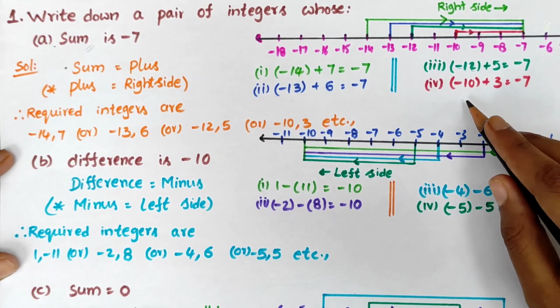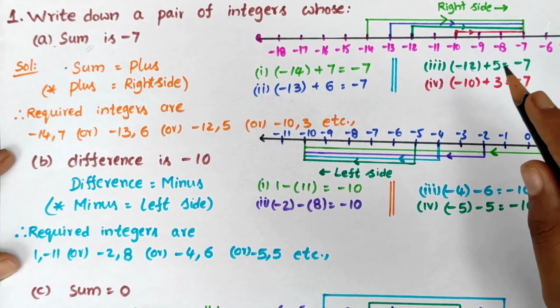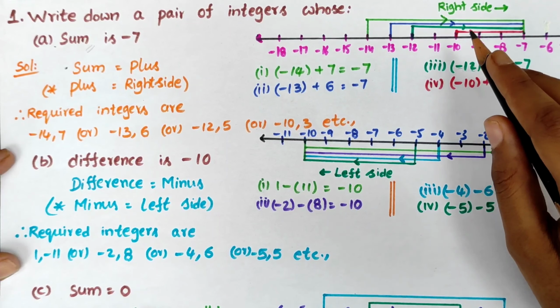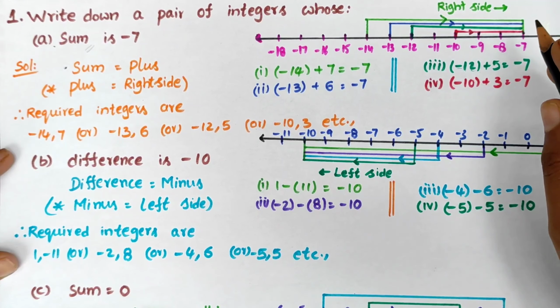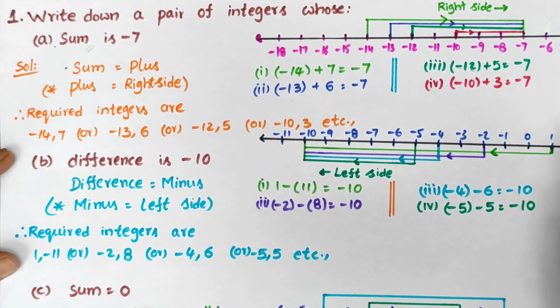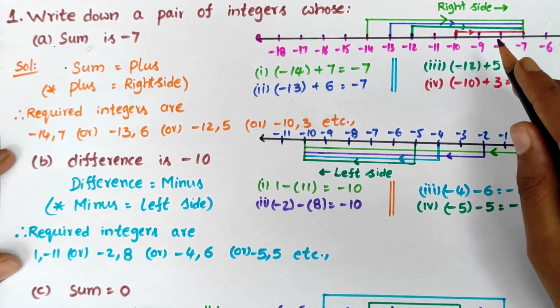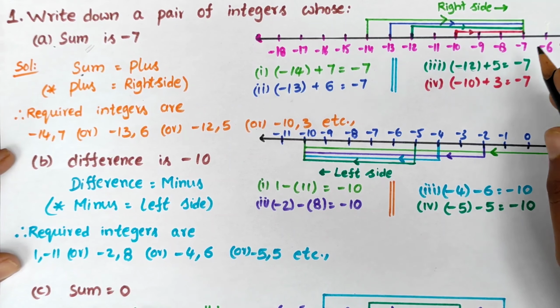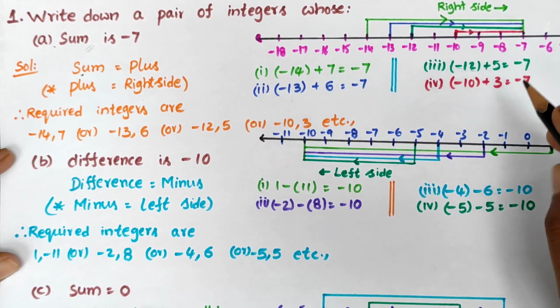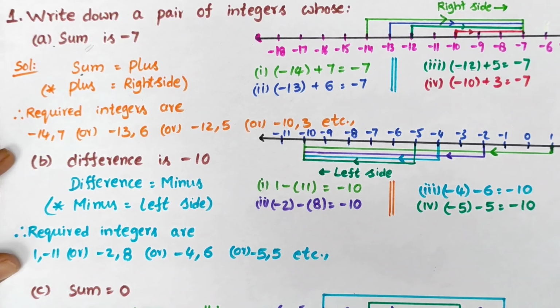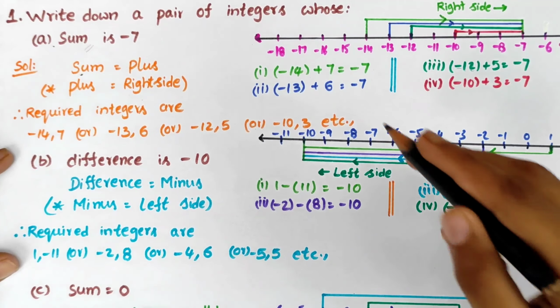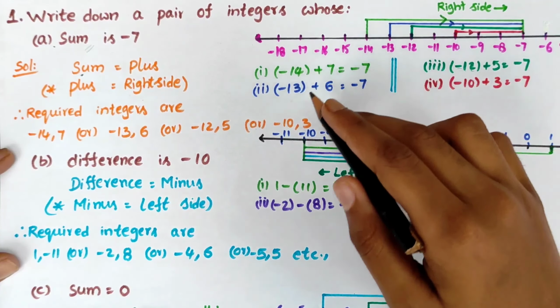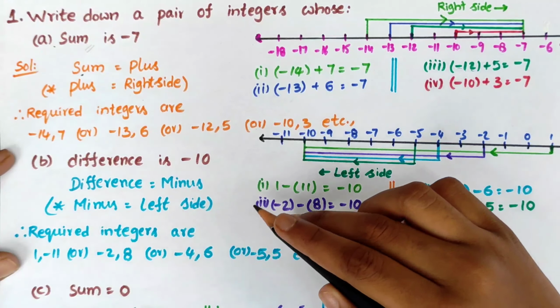Now let us take another example, that is -10. So we are at -10 and we have to reach -7. So how many steps? 1, 2, 3. So we have to travel 3 steps to reach -7. Therefore, these are the pairs whose sum is -7.